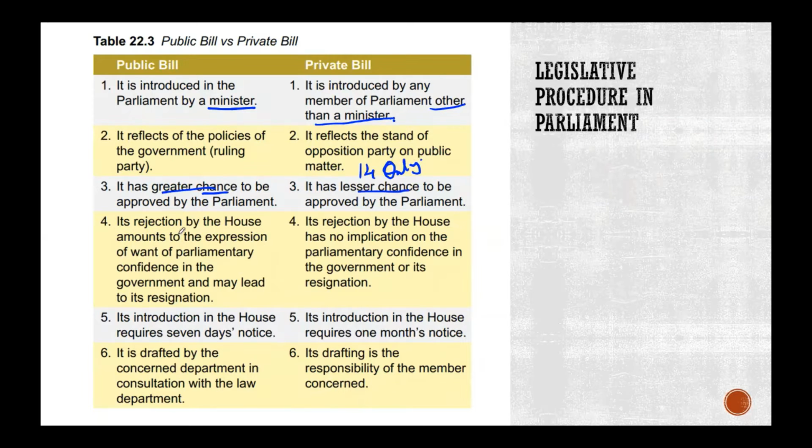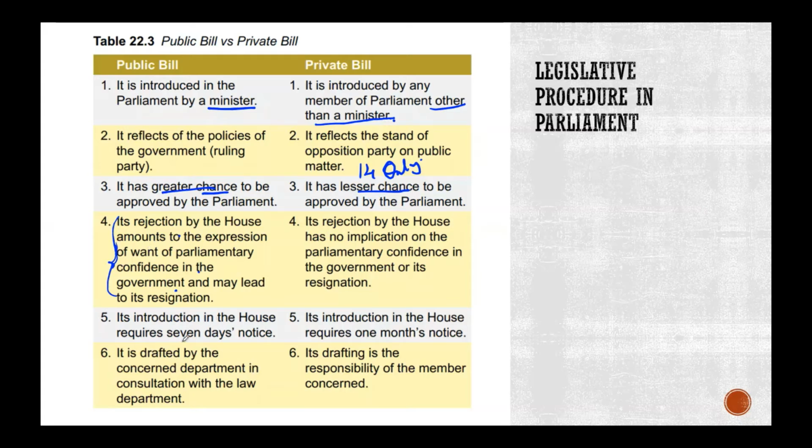Okay, and its rejection amounts to an expression of want of parliamentary confidence in the government. Now, this is if it is an ordinary sort of a bill. If it's a money bill that is getting rejected, then it could possibly result in the falling of the government. But here it means, hey, how come the government cannot even pass its own bill? Maybe there is not enough confidence in the Lok Sabha for them, right? So maybe we should go for a no confidence motion and see whether they actually have that confidence.